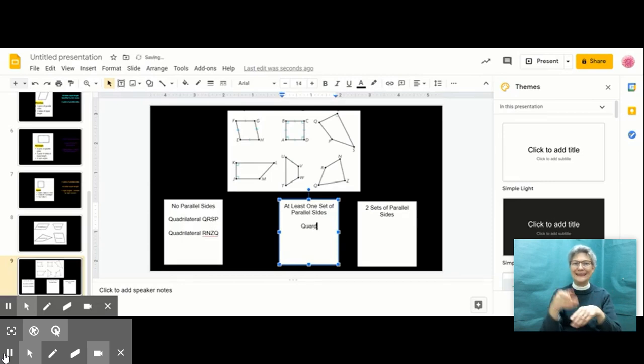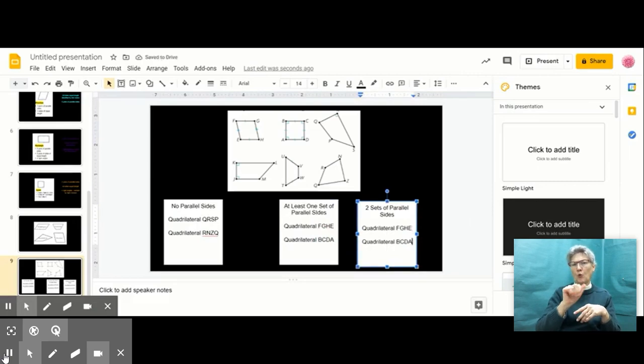Well, I know that, whoops, see, I'm spelling it wrong when I'm talking. Quadrilateral FGHE actually has two sets of parallel sides. You see that? So what I'm going to do is copy and paste this. I'm going to put it right there because it has two sets of parallel sides, which also means at least one set. Then I noticed quadrilateral BCDA also has two sets of parallel sides, so that's at least one. I'm wondering if all of my same quadrilaterals are going to end up in both of these boxes. Let's see. Okay, let's look at the next one.